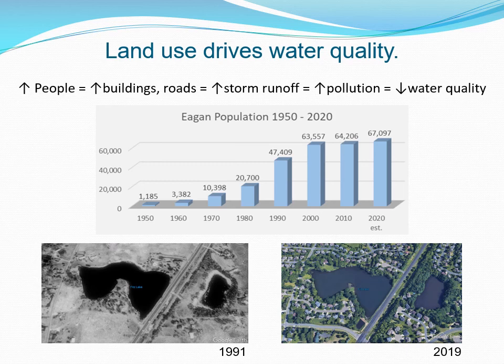Within the watershed, if you have more people living there, it tends to mean that there is more infrastructure like buildings and roads, which tends to lead to more storm runoff and also more polluted storm runoff, and it does create worse water quality in general. You can see that in Eagan, for example, between 1950 and 2020, the population has changed dramatically.